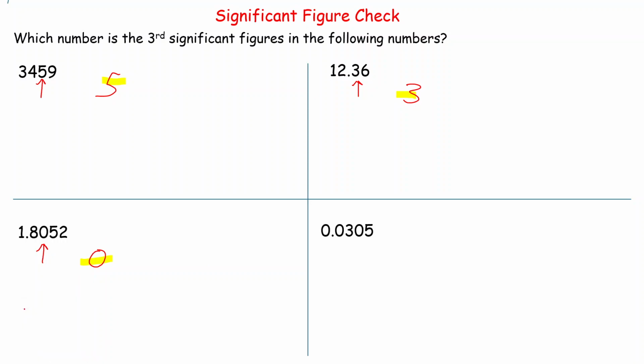And then last one, you've got 0.0305, your third significant figure. This one you've got to be careful. You can't count these ones here because you go to your first number that isn't a 0. So this is your first, that's your second, and that's going to be your third. So your third significant figure is the 5 in this case because you don't count those two, as you begin at your first number that isn't a 0.